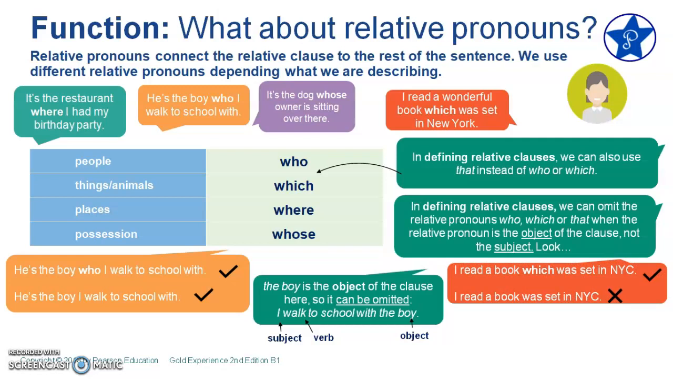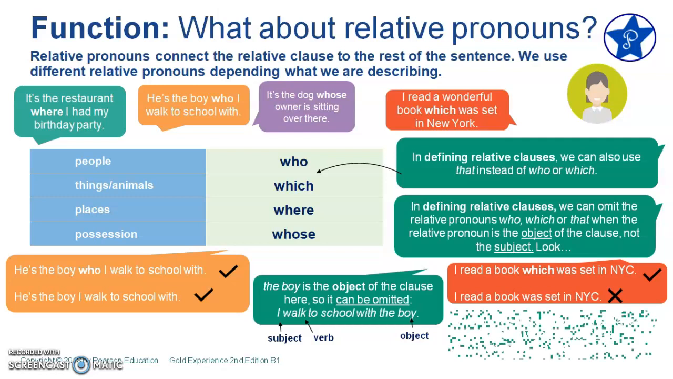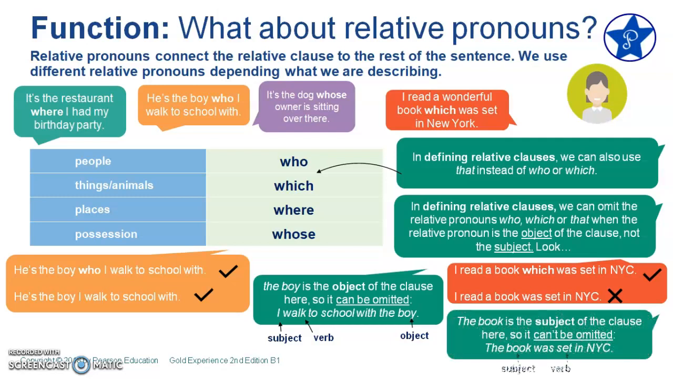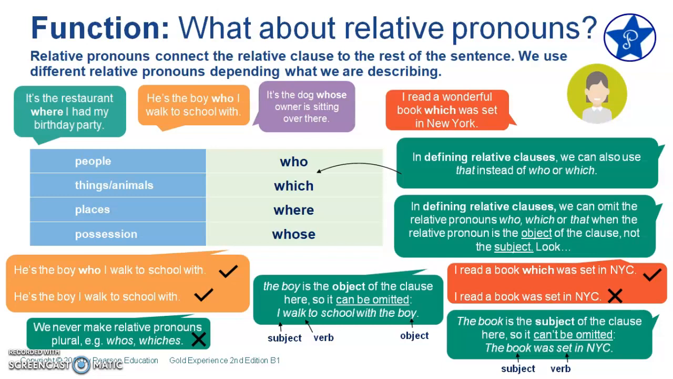I read a book which was set in New York City. I read a book was set in New York City. The book is the subject of the clause here, so it cannot be omitted. The book was set in New York City. Can you see the difference? We never make relative pronouns plural. Be careful, so we never say whose or which's.